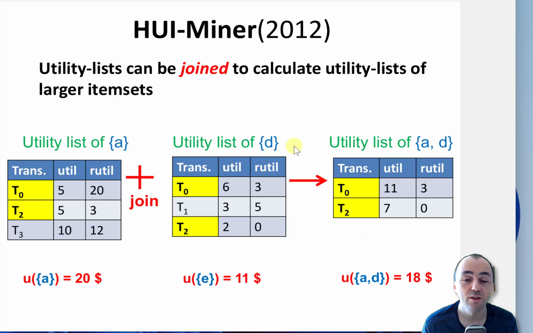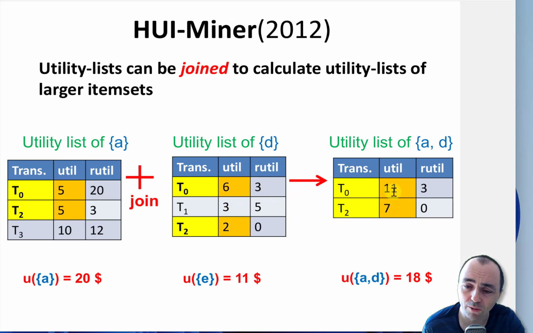So it is easy. If you want to make the table of A and D together from the table of A and from that of D, you first find the transactions that are the same. Here T0 and T2 are the same here and here. So we'll have T0 and T2 that contain A and D. So this is easy to calculate, okay? You only need to look at this table one time and you can find this.